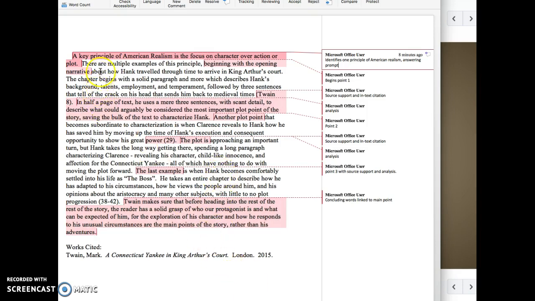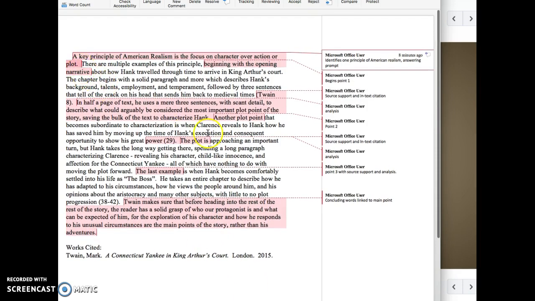So if you look up at the top, you can see, sorry, it's a lot of highlighting, but look how the student identifies one principle of American realism, answering the prompt. So a key principle of American realism is the focus on character over action or plot. And if you want to freeze this for a moment and just read the piece, please do so, just so you can know the piece. All right, so freeze it.